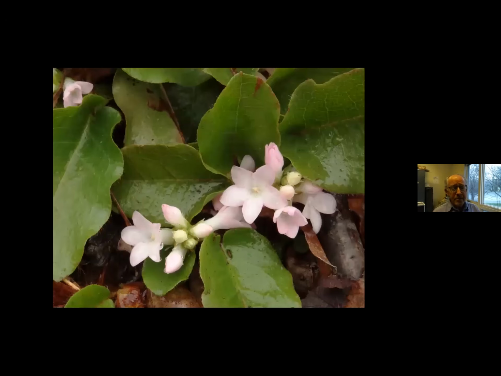Trailing arbutus, Epigaea repens, a low evergreen dwarf procumbent subshrub, a really long-lived, slow-growing plant. Very fragrant, very early blooming. Typically in bloom in the first half of April. Beautiful little plant.